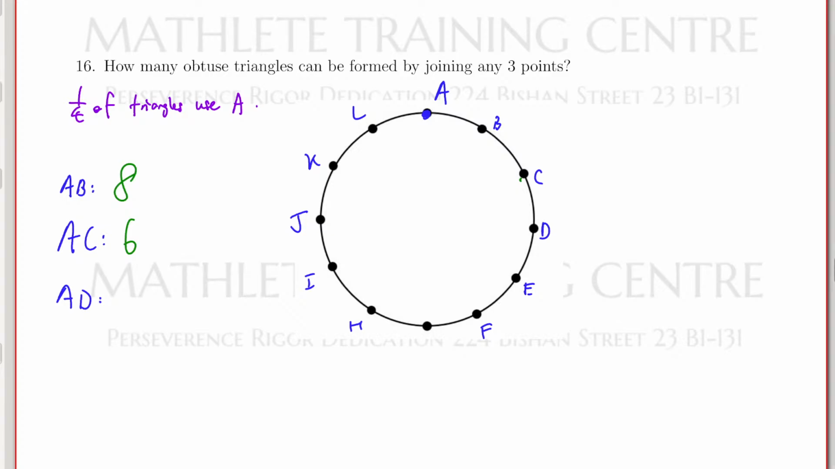And 4 is the answer for AD. So if you continue on AE, how many would that be? There will be 2 of them, right? Would there be anything for AF? No, there's nothing for AF.